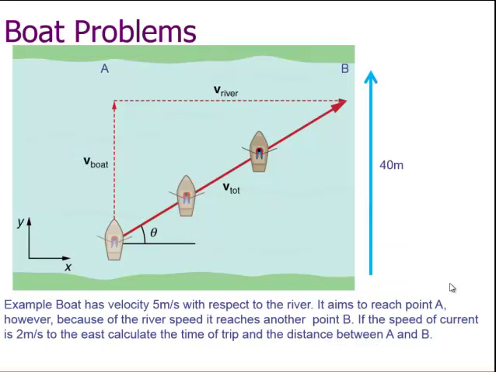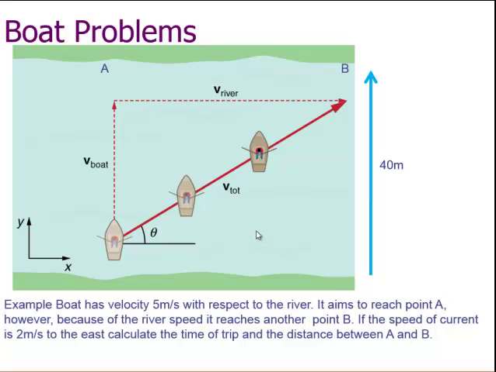A great example of relative velocities is often described when we're talking about boat problems. Here what we often find is that a boat is travelling across a river, but at the same time the river has a velocity travelling in another direction. So the boat has a velocity of 5 meters per second with respect to the river, and its aim is to reach point A. However, the river speed causes it to end up at point B. If the speed of the current is 2 meters per second to the east, calculate the time of the trip and the distance between A and B.